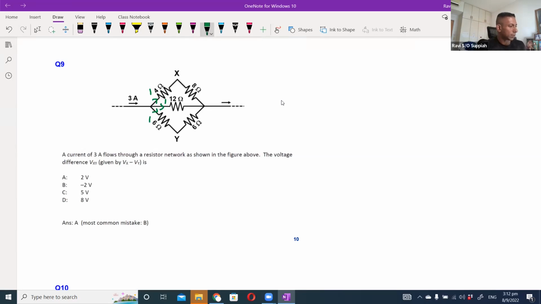So it's the exact same thinking. 1 times 4 will give me minus 4. 1 times 6 will give me minus 6. So minus 4 minus 6 will give me 2 volts, which is 8. So it's the exact same sort of question, but it's easier because the branches are all the same, so you just divide the current equally.